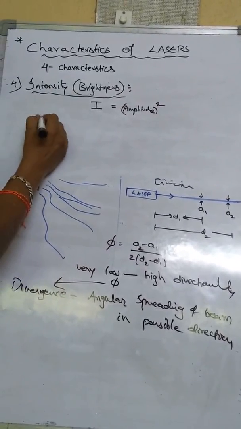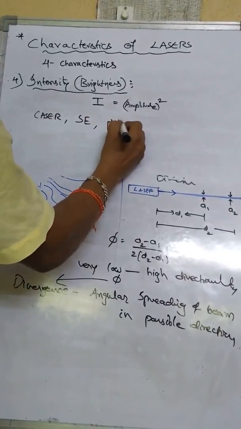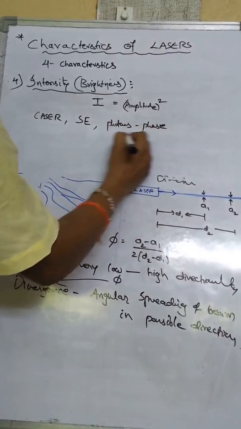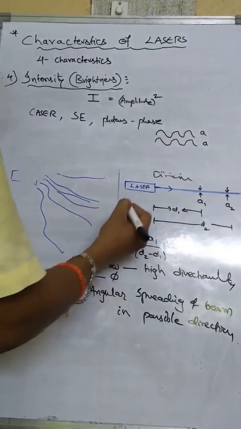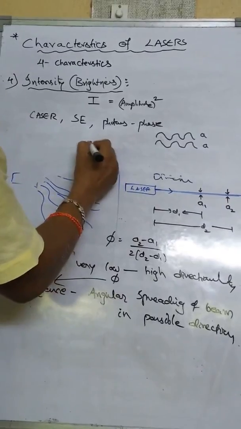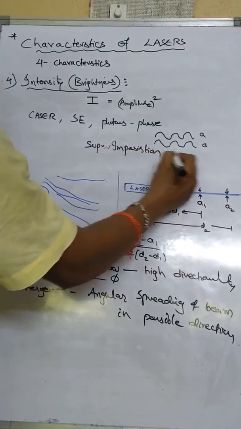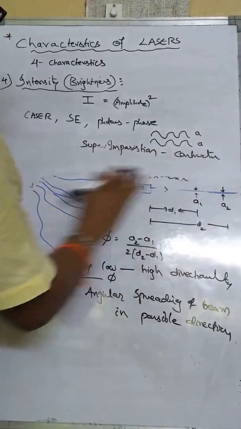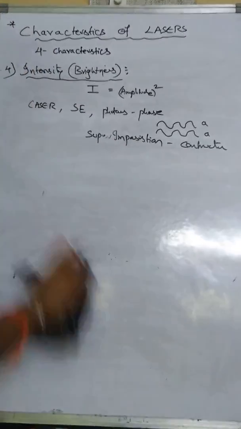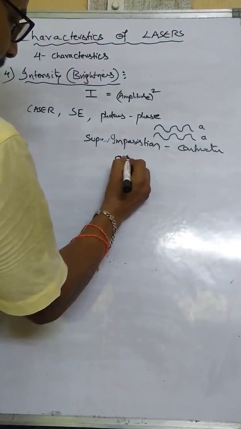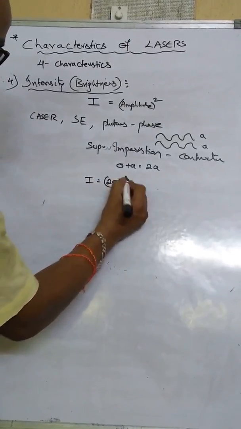As I said, for a laser, due to the stimulated emission, the photons will be in phase. Let us consider the first photon of amplitude A, and a second photon of amplitude A. As they are maintaining the same phase, the superposition takes place constructively, and constructive interference leads to the addition of the amplitudes, so the amplitude becomes A plus A, that is 2A.